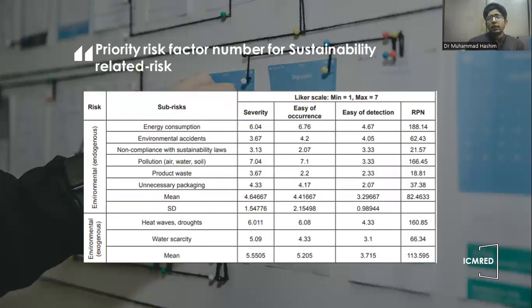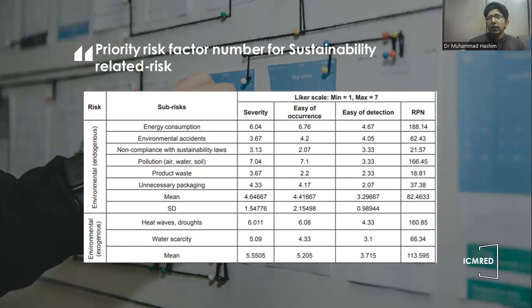So further, here are the results of our study after applying the FMEA method. Here the first column is the main risk categories, and the second column represents the sub-risk categories, and the next columns are the Likert scale criteria of evaluation: severity level, occurrence, and ease of detection. The last column shows the RPN numbers. So the RPN numbers we get from applying the FMEA technique.